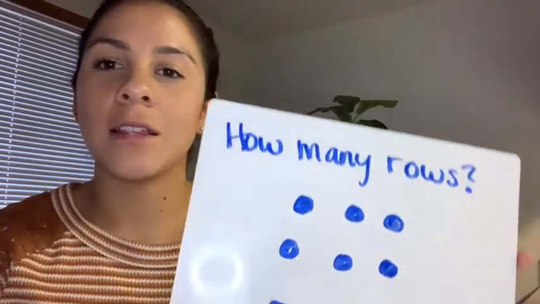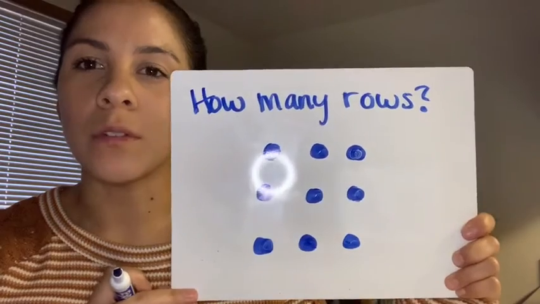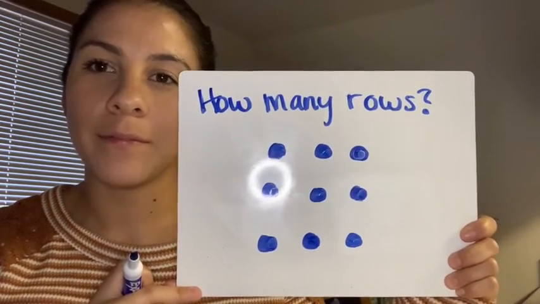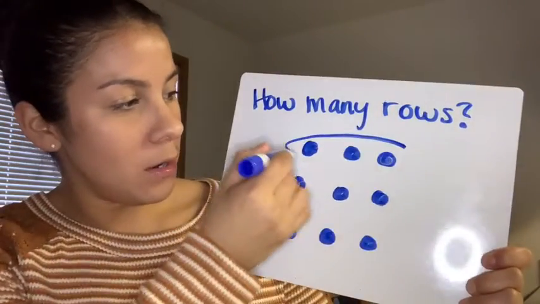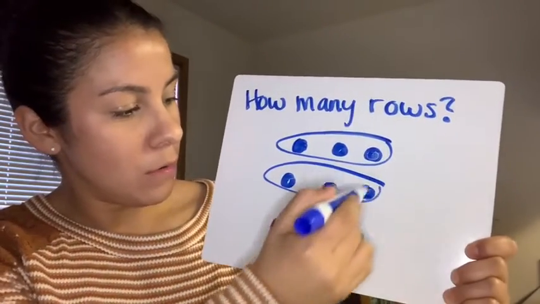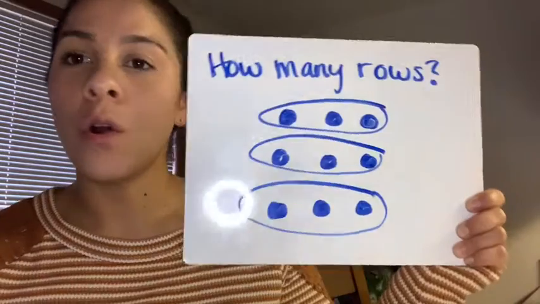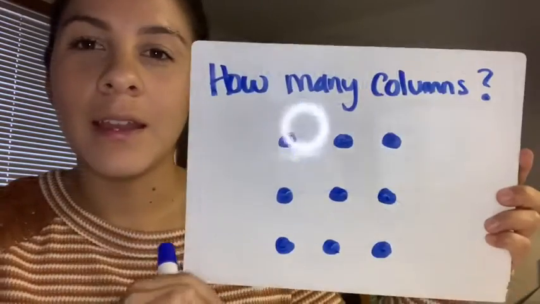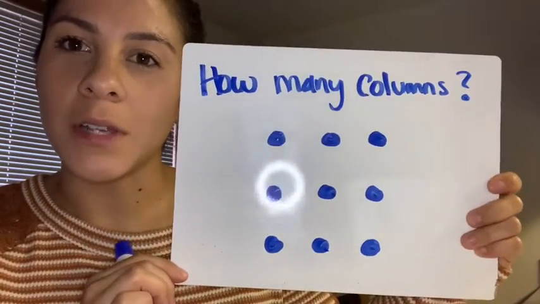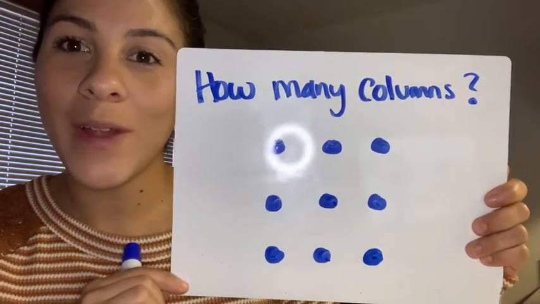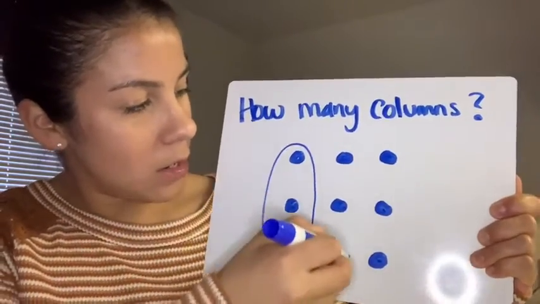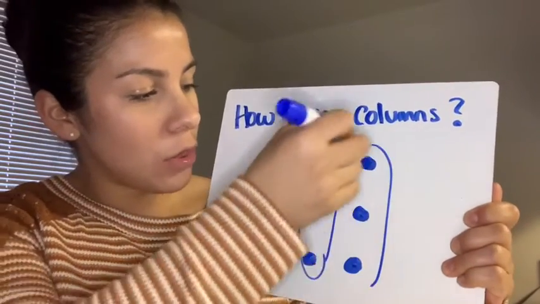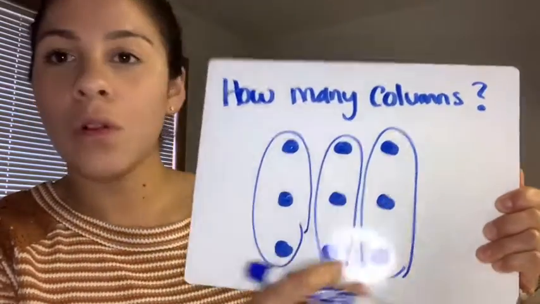So let's take a look at this array. How many rows are in this array? Correct. We have 1, 2, 3 horizontal rows. Next, how many columns are there? Correct. 3. We have 1, 2, 3 vertical columns.